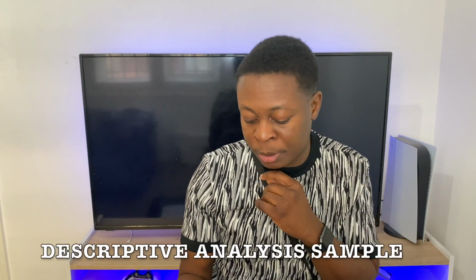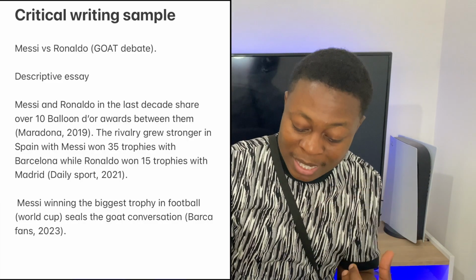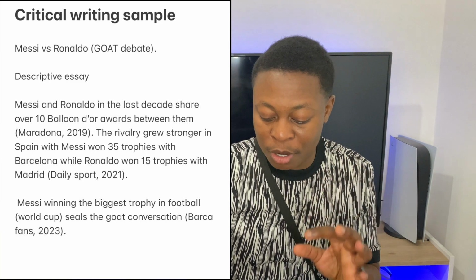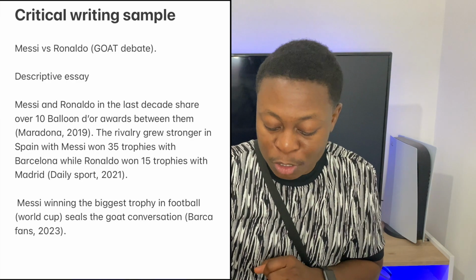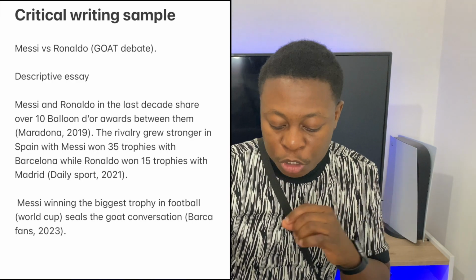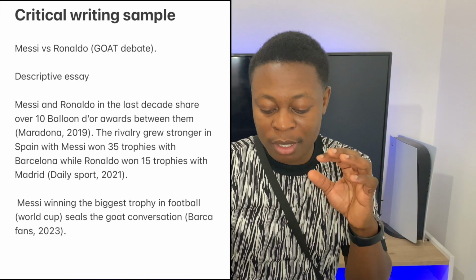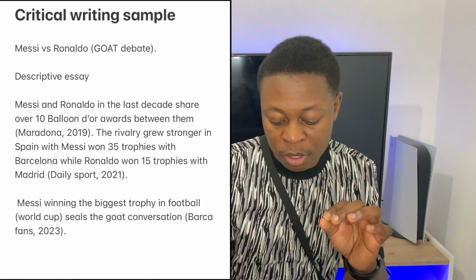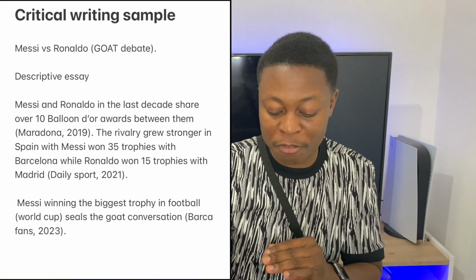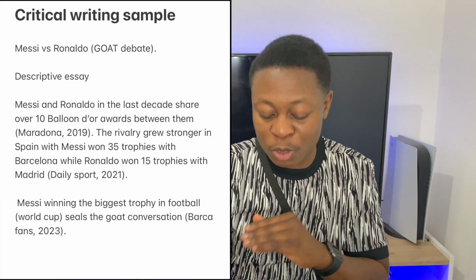So let's start with the descriptive. It just says Messi and Ronaldo in the last decade share over 10 Ballon d'Or awards between them, Maradona 2019. Anyways, may Maradona rest in peace. The rivalry grew stronger in Spain, with Messi winning, pardon my mistake, 35 trophies with Barcelona, while Ronaldo won 15 trophies with Madrid, Daily Sport 2021.